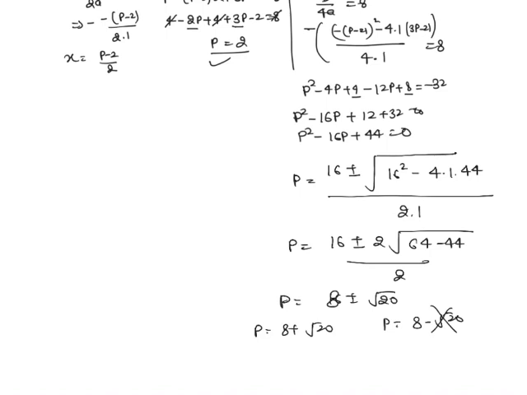This is not valid because it is less than 6. This is valid because it is greater than 6. So sigma p equals 10 plus root 20. So m is what? 10, n is 20. So n by m equals what? 20 by 10, that is 2. This is the correct answer.